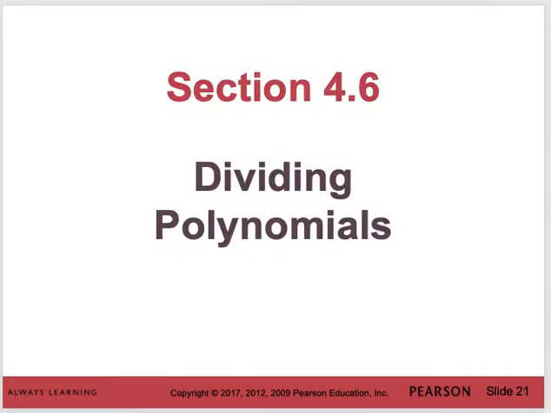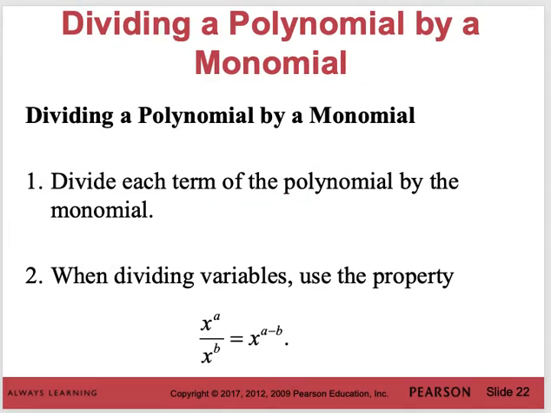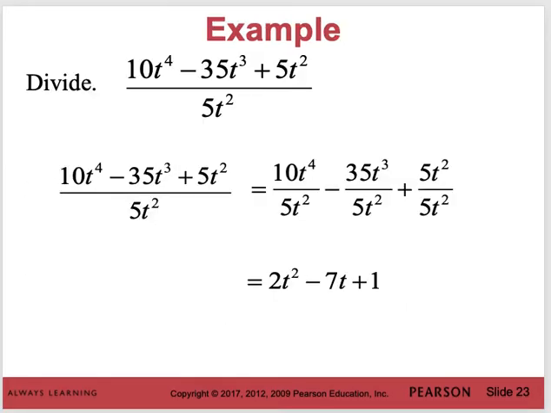Section 4.6 on dividing polynomials. You can divide each term of the polynomial by the monomial. When dividing variables, use the property x to the a power over x to the b power. Remember, we're subtracting our exponents, a minus b. So here's an example where we're dividing.